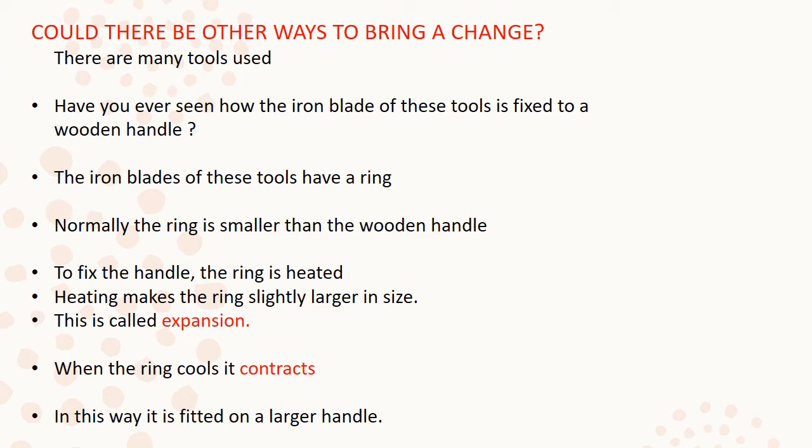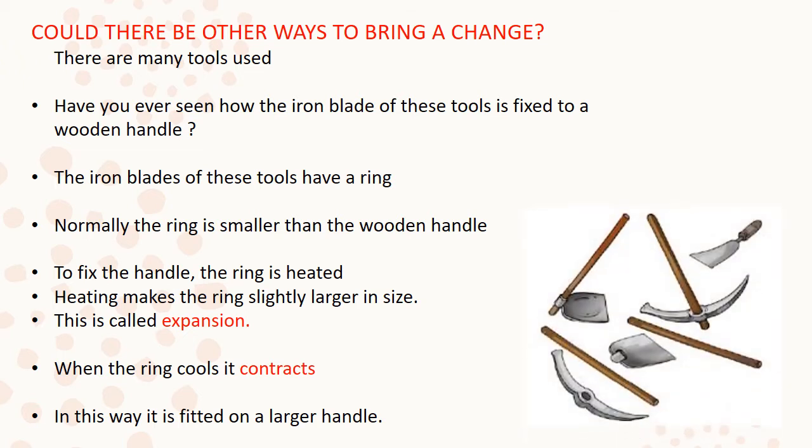Have you ever seen how the iron blade of these tools is fixed to a wooden handle? In the picture you can see a large number of tools, right? We use them in the garden, and at homes also you can see this. Have you ever seen how the iron blade of these tools is fixed to a wooden handle? The iron blades of these tools have a ring. If you see it individually, you can see all these iron blades have a ring. Normally the ring is smaller than the wooden handle. You can see the ring is small and the wooden handle is a bigger one.